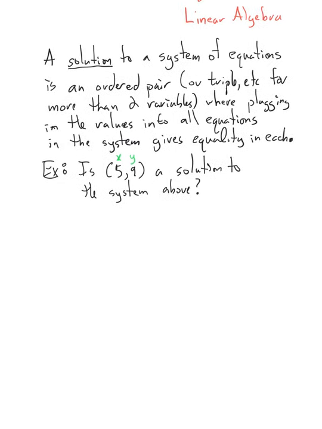So remember, it has to be able to make all equations in the system true. The first one was 2x minus 1 equals y. So that is 2 times 5 minus 1. Does that equal y, which is 9? We're just plugging in x equals 5, y equals 9 into the first equation of our system.